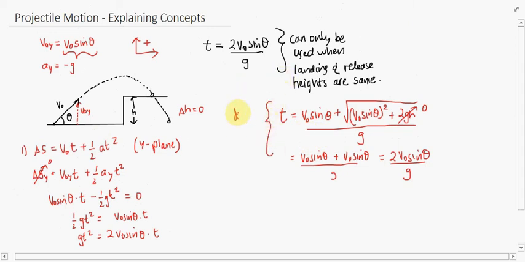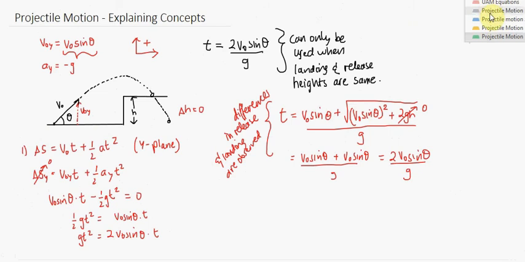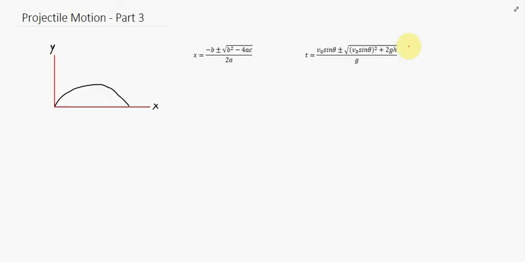So this is when differences in release and landing height are observed. Where does it come from, right? Just to keep making sense of everything that we're seeing. Everything comes from a reason.